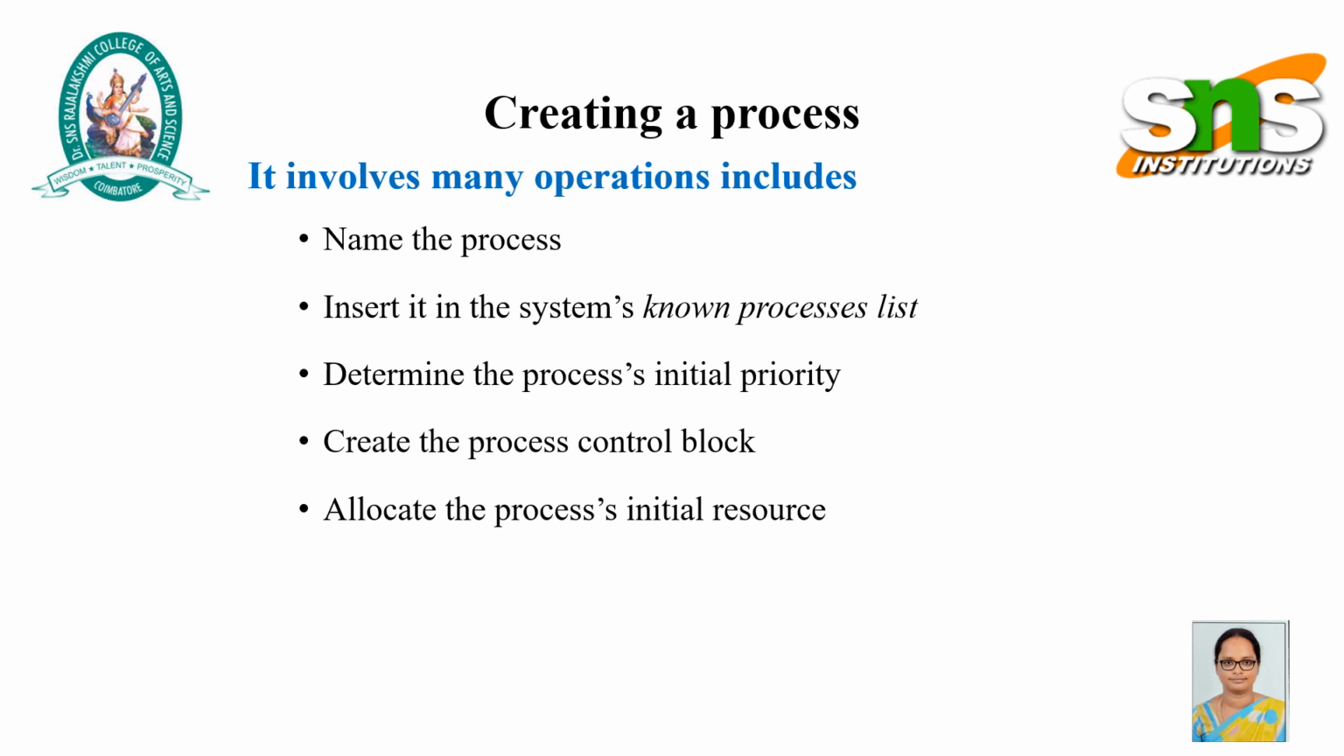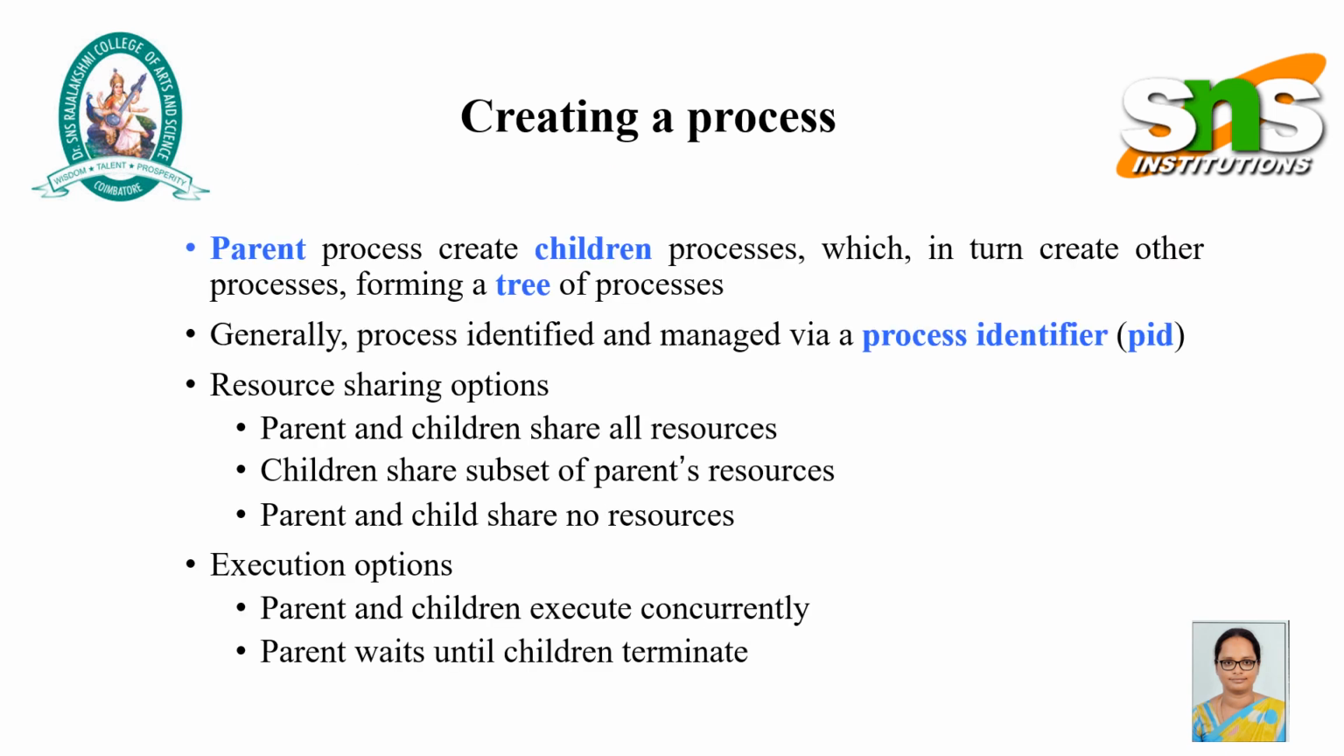Creating a process involves many operations, including naming the process, inserting it in the system's known process list, determining the process's initial priority, creating the process control block, and allocating the process's initial resources. A parent process creates child processes, which in turn create other processes, forming a tree of processes. Generally, a process is identified and managed via a process identifier. Resource sharing options and execution options exist to perform different kinds of structures between parent and child.